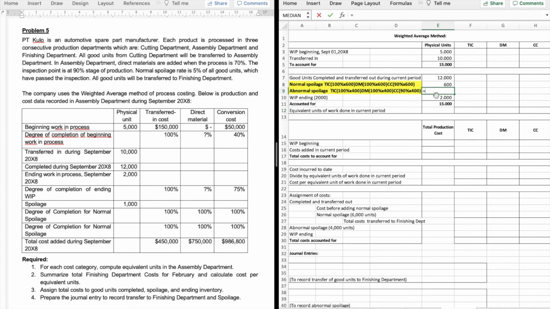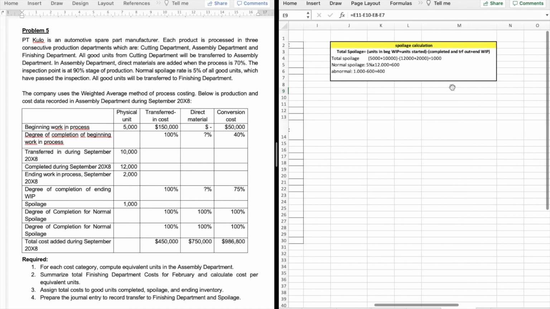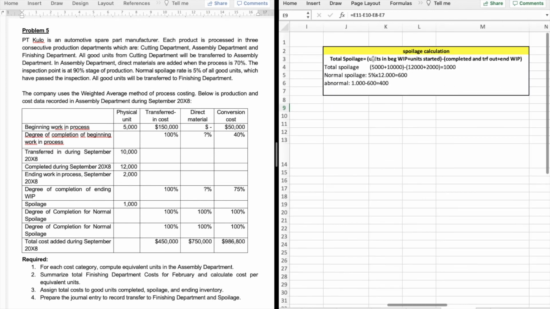And now we can calculate the abnormal spoilage by subtracting the ending work in process, normal spoilage, and good units completed and transferred out from the accounted for. But actually there's another way to calculate the spoilage here. To calculate the total spoilage, add the units in beginning work in process, that is 5,000 here, with the units started in this period, that is 10,000, and then subtract the completed and transferred out, that is 12,000, and ending work in process, 2,000. So we will have 1,000 for the total spoilage.